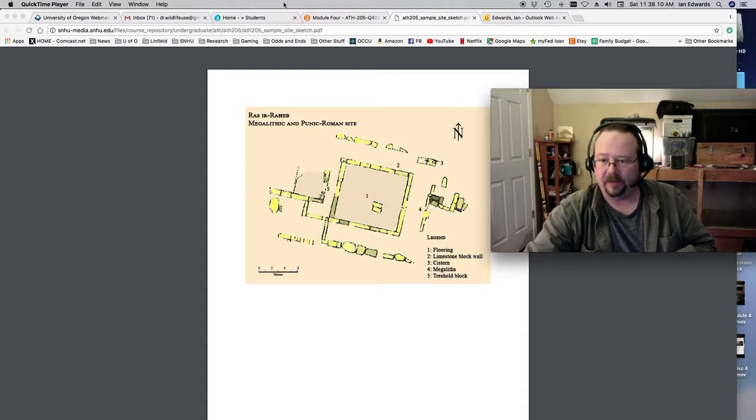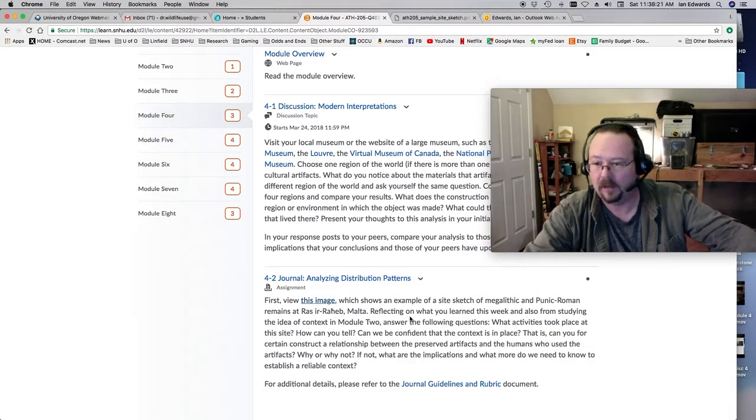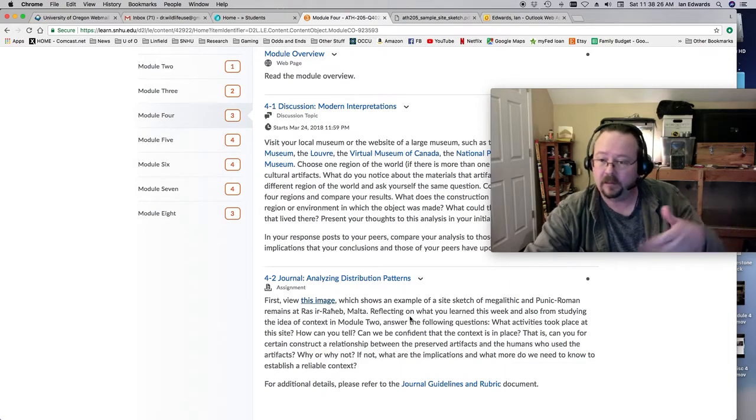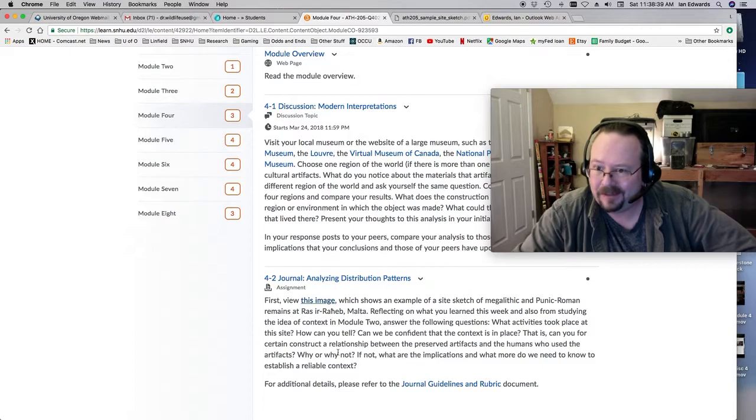Now, back to the actual assignment. So, you're going to look at that, and this is all about interpretation. And you're going to be using our concepts of context, which is from back in chapter 2, and our current readings about classification and materials. And you want to answer the following questions. What activities took place at this site? What happened there? All right?